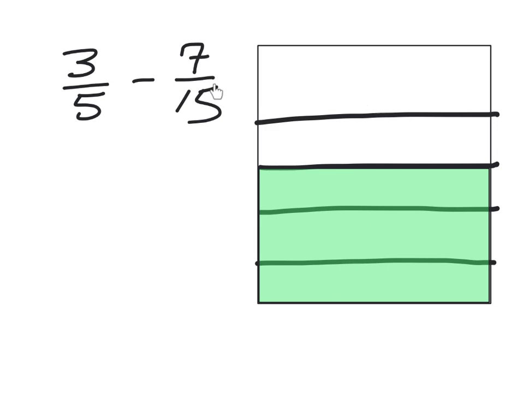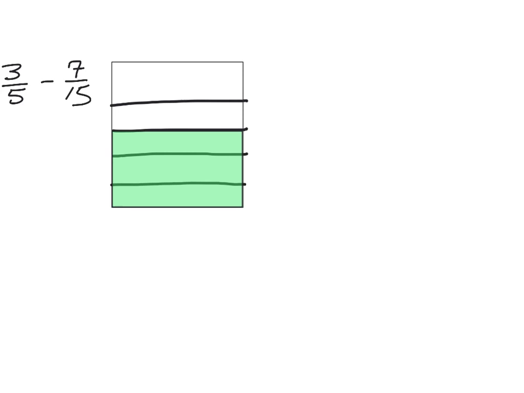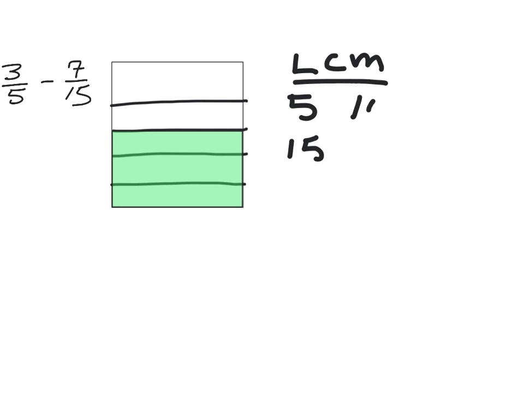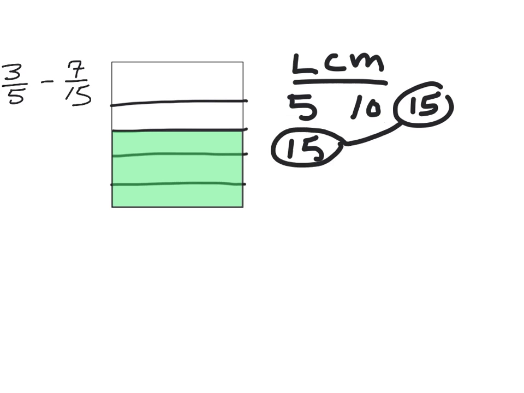Now I want to subtract 7/15, but I can't do that because this box is broken into fifths and I need to subtract 15ths. So the first thing I need to do is find my LCM, or my least common multiple. So I've got 5 right here and 15 right here. I'll start by counting by 5s. 5, 10, and 15. Bingo, right there I have my least common multiple, which is 15.